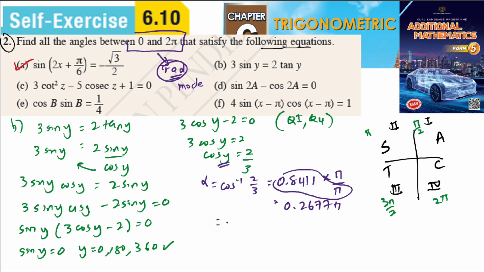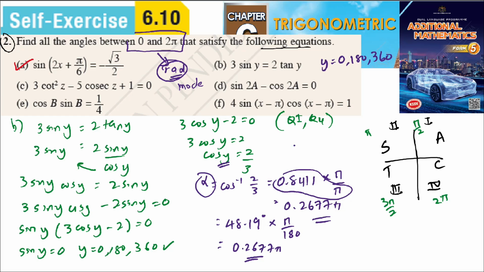And there is another way if you are using the normal mode also. So here when you are using normal mode, you are getting 48.19 degree, right? So also same, you have to multiply with pi over 180 and you will get 0.2677 pi. So here, as long as you get it in pi, then it is okay. So yeah, but we are not done yet. This is only alpha. Okay, just now our y here. So our y here is equal to 0, 180 and 360.